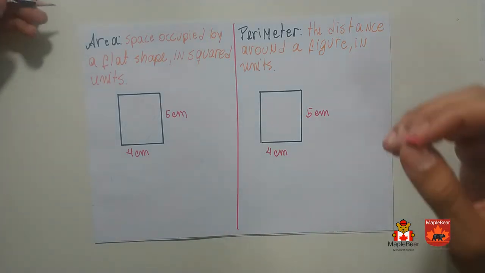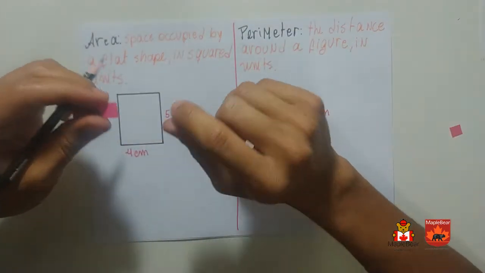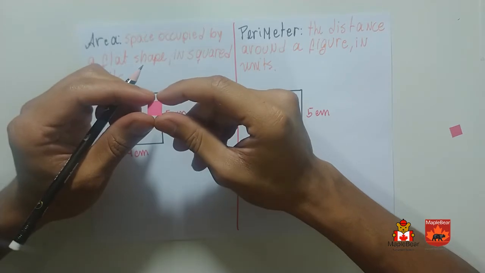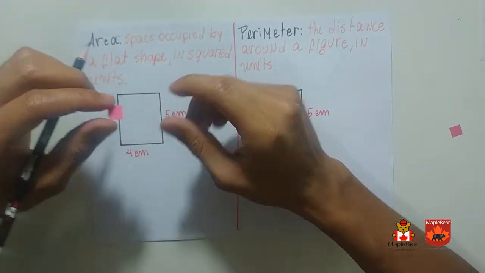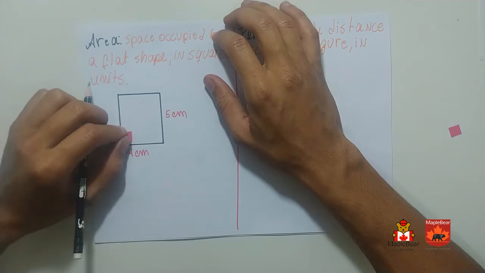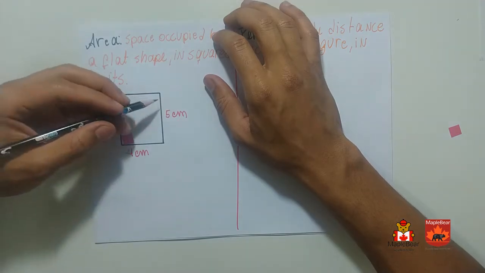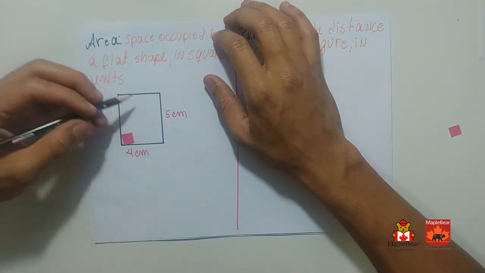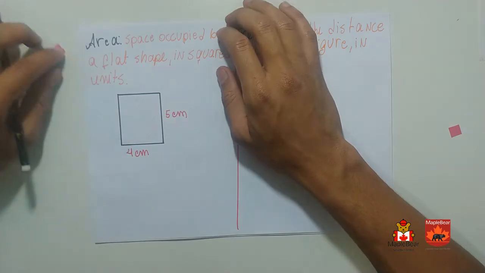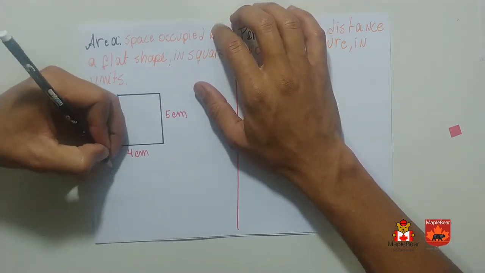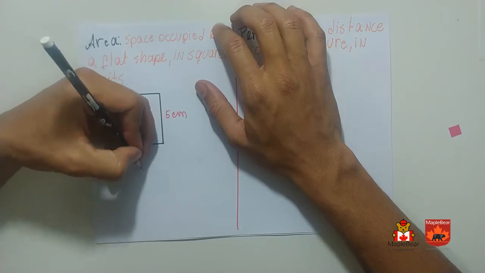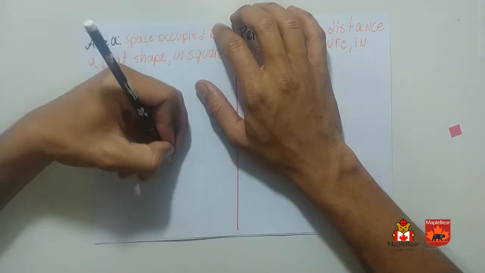So when I say square units, if I have a square of 1 centimeter by 1 centimeter, I'm asking how many of those will fit inside of my shape. If I do the calculation, I know that it will be 20. Why? Because I will calculate the area using area equals base times height.